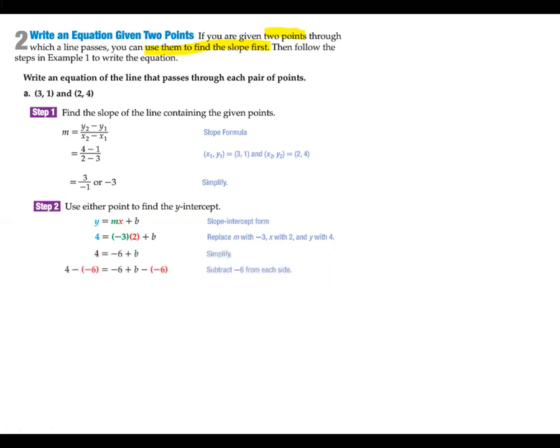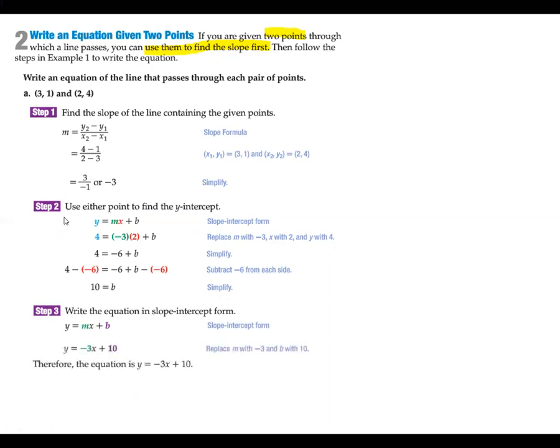So you get 4 equals negative 6 plus b. Add 6 to both sides, or subtract the negative 6, and you get b equals 10. Now I know the slope and the y-intercept, so in slope-intercept form, I plug in negative 3 for the slope and 10 for the y-intercept, and my equation is y equals negative 3x plus 10.